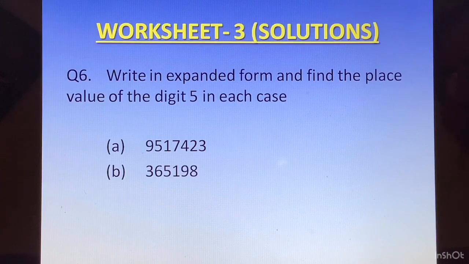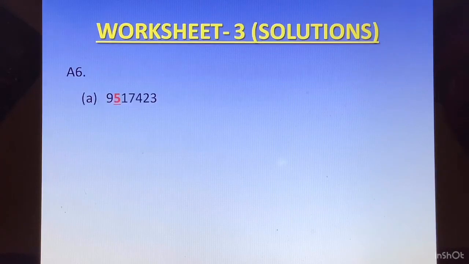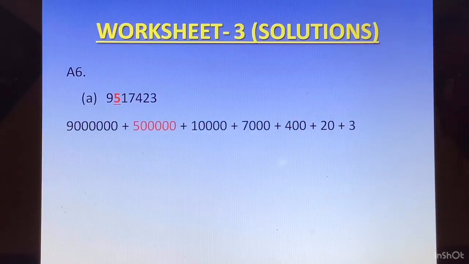Question 6. Write in expanded form and find the place value of the digit 5 in each case. You know how to write the expanded form. So this is our expanded form. And the place value of 5 is 5 followed by 5 zeros, as there are 5 digits on the right of it.